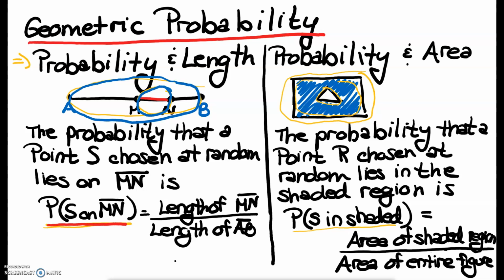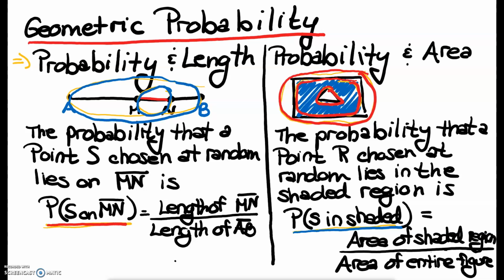The probability with respect to area is the probability that a point R chosen at random lies in the shaded region is, and we denote it as the probability of S in shaded, we'll say is the area of the shaded region. So it's the area of the rectangle minus the area of the triangle over the entire area, which is this whole area, including the triangle.